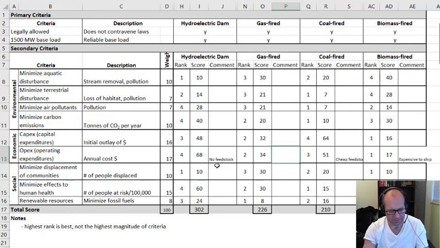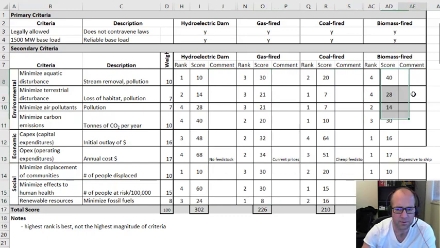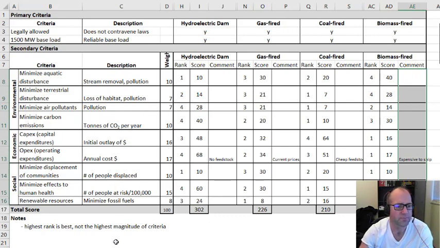And so for gas, we would say current prices are expensive. So currently gas is expensive. And we would do the same thing with all of these columns, with all of these cells. We would fill in some kind of a comment to explain to people why we chose what we chose.